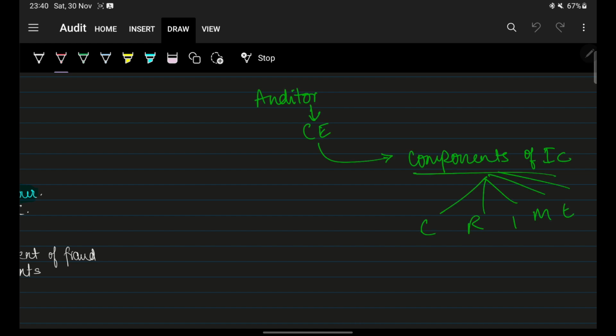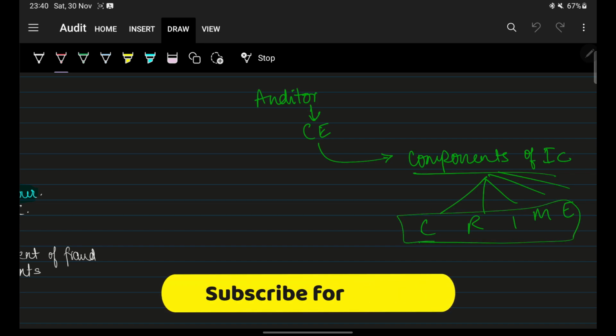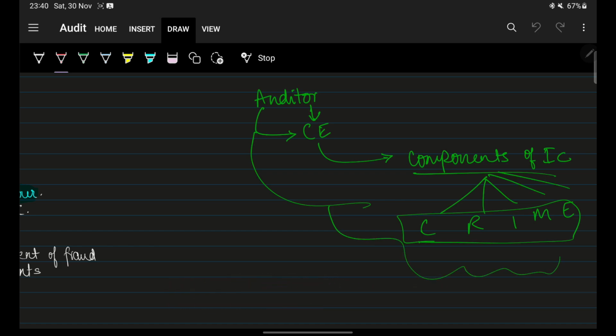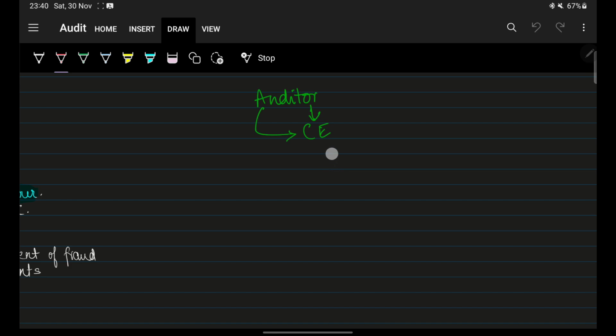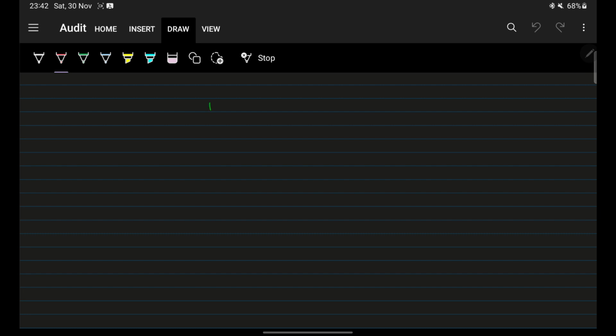What are the other components of internal control? CRISC, M, and E. So these are the components of internal control. We're going to learn about what the auditor has to do with each of these. Now I'll just recap what basics were there in the control environment. What does the auditor have to do with the control environment?